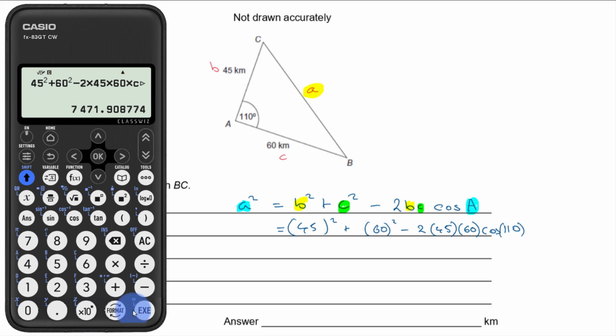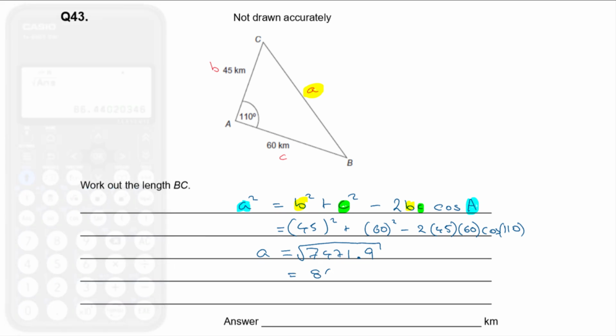Now that looks a little bit horrendous. That's 7,471.9, but remember that's a squared and I want a, so not time to panic just yet. So then a is going to be the root of that. I've written it down to 5 significant figures, but I'm actually going to use the full calculator display to work out my answer. So I'm just going to use root answer equals, and that comes out to a more respectable 86.4. So that's equal to 86.4.